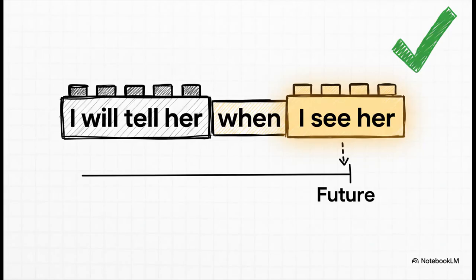And here's what it looks like. I will tell her when I see her. The simple present see is just acting as a placeholder for that future moment. Once you know the pattern, you'll see it everywhere.